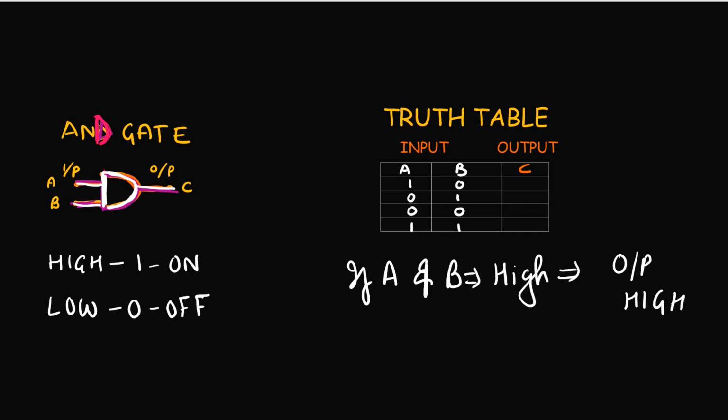So now, which of the rows have got both the inputs high? Obviously, the last row has got both the inputs high. So the output is only going to be high for the last row. Everywhere else, the output is going to be low or 0, or off.